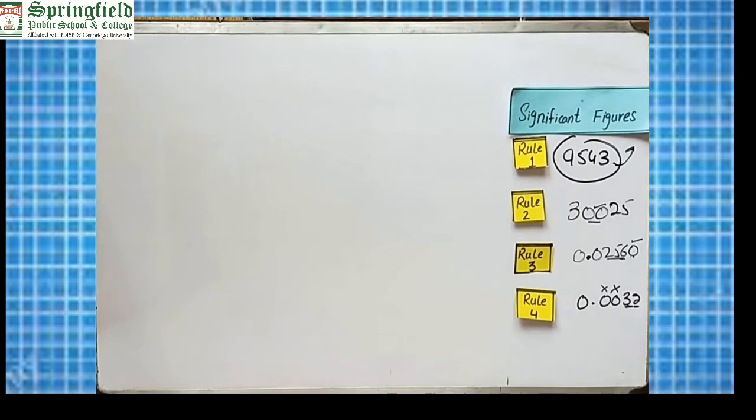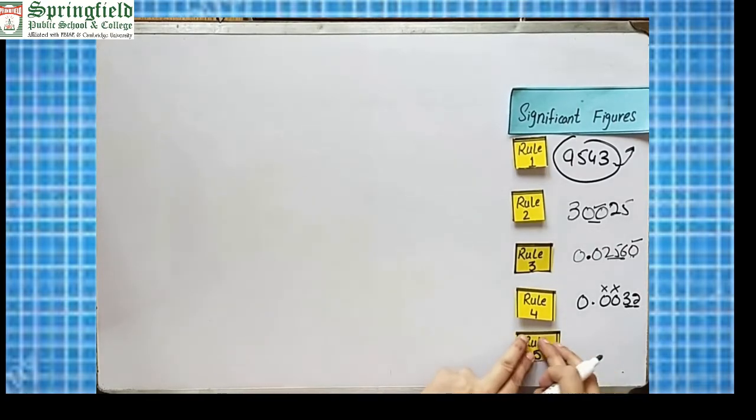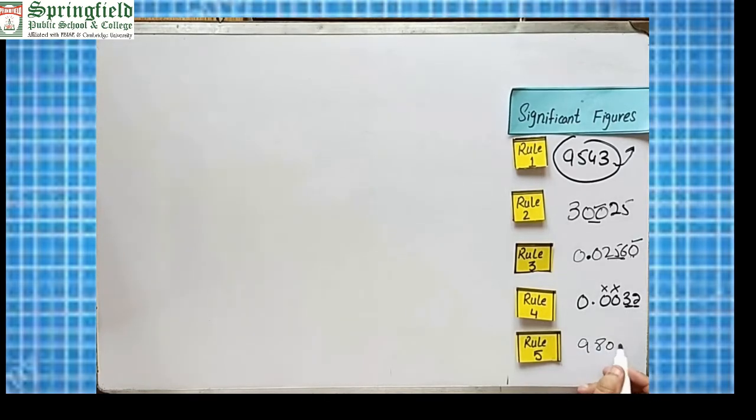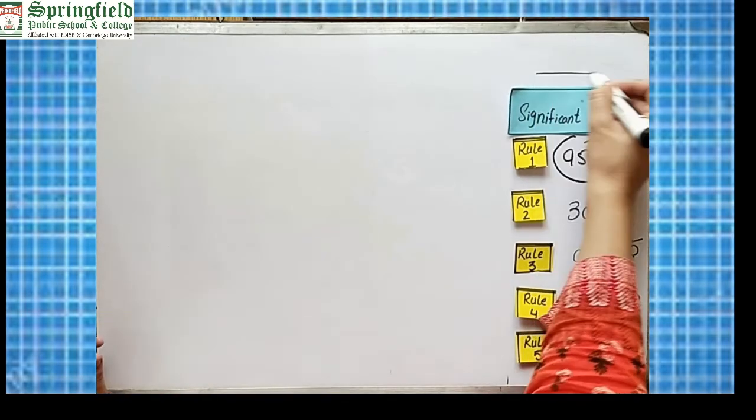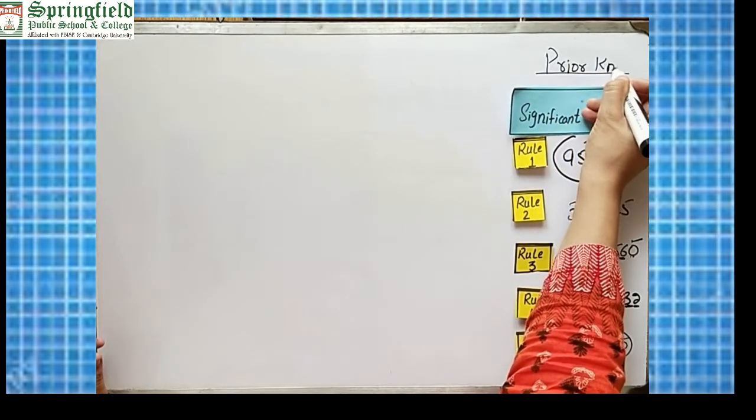And rule 5 is that in a whole number, a number without a decimal point is called a whole number, the zeros at the end may or may not be significant. It depends on the situation. Let's suppose 9800. These zeros may be significant or may not be significant, depending on the given situation. So this was your prior knowledge. Prior knowledge means the previous knowledge. Fine.